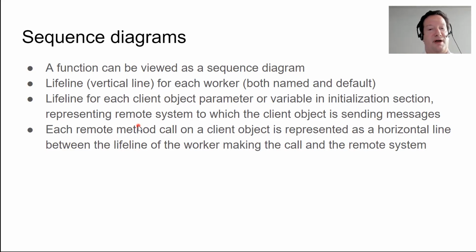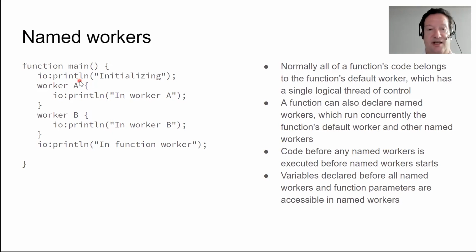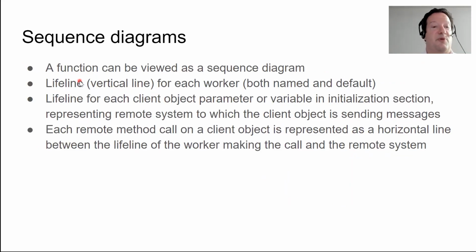And this also combines with our concept of client objects. You'll remember that we have a different syntax for making remote calls to client objects. So the way that shows up in the sequence diagram is that for each client object that you put in this section here, you get a lifeline, and then when you make a call to that client object, that is represented as an arrow from the lifeline for the worker or the default worker to the lifeline for the client.